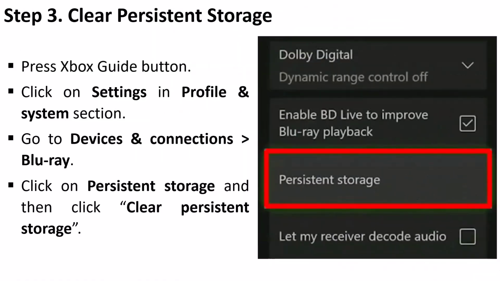Step 3. Clear persistent storage. Press Xbox guide button, click on settings in profile and system section, go to devices and connections, Blu-ray, click on persistent storage and then click clear persistent storage.